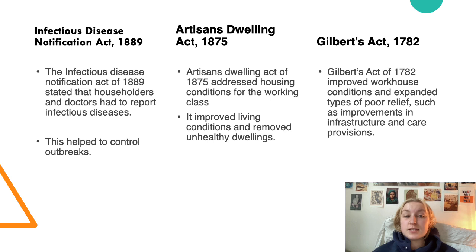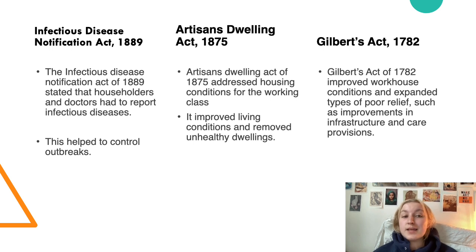The Infectious Disease Notification Act of 1889 stated that householders and doctors had to report infectious diseases, such as cholera, smallpox, and typhus, to local sanitary authorities. This helped in knowing when and where outbreaks of diseases were, so that they could be controlled.